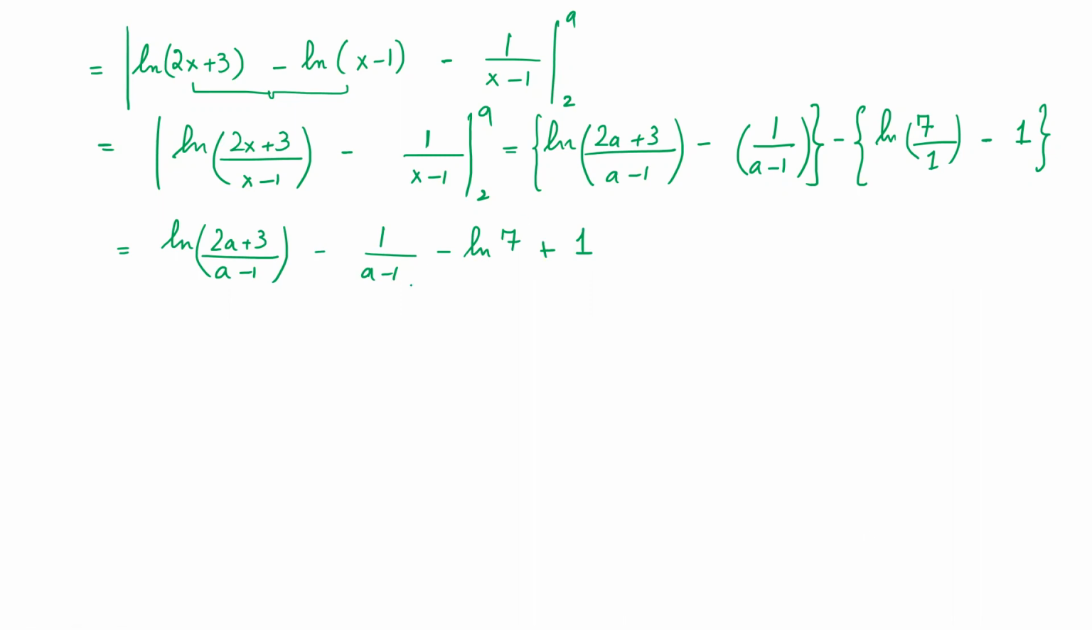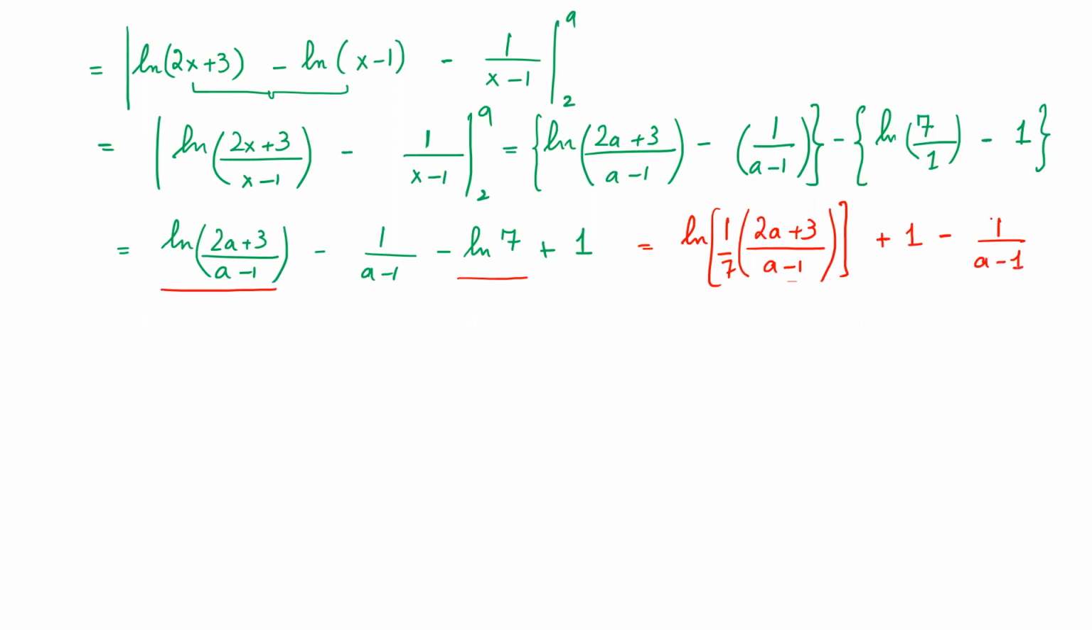So again, let me change the color to red. So these are the log terms. Put the log terms together. So if this is minus and this plus, so natural log (2a + 3) over (a − 1), and this is divided by 7, so it becomes 1 by 7. This comes with plus 1 minus 1 by (a − 1).